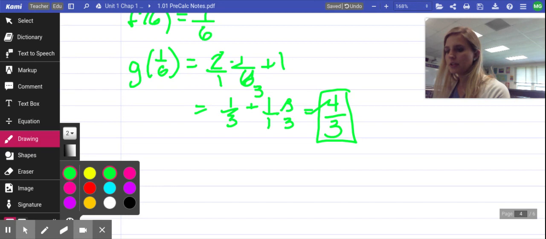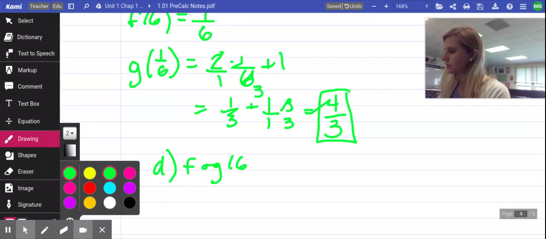And the last one, letter D, is f of g of 6. So I just switched the order there. Pause it, try it on your own, and I'll give you the answer to check. For this one, you should have gotten 1 over 13.